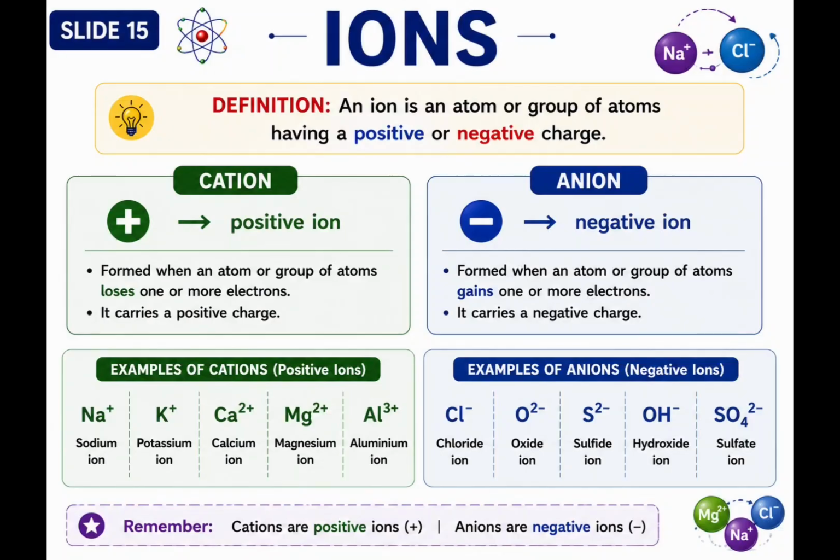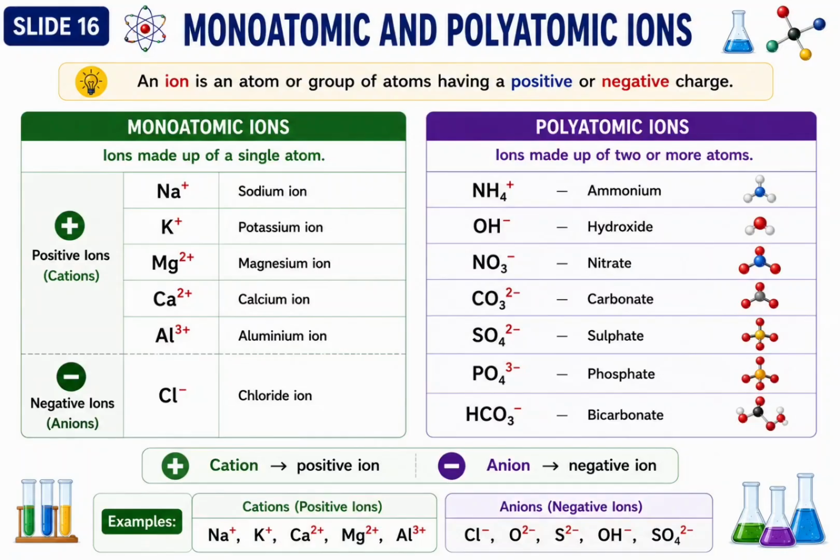Think of a battery. There is a positive side and a negative side. In chemistry, ions also carry positive and negative charges. These ions can join together to make a compound. Now let's look at the number of atoms in an ion. If an ion contains only 1 atom, it is called a monoatomic ion. For example, Na+, K+, Mg2+, or Cl-.